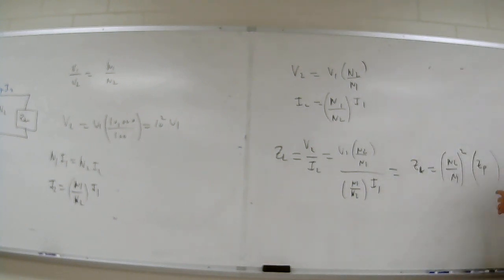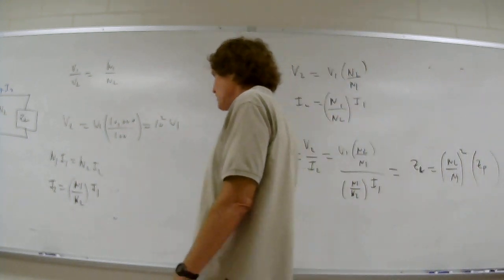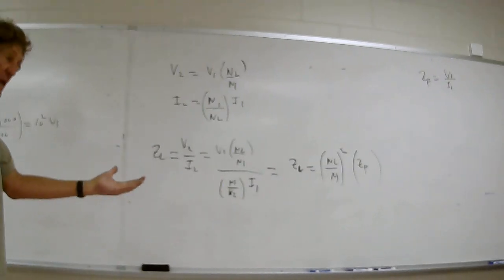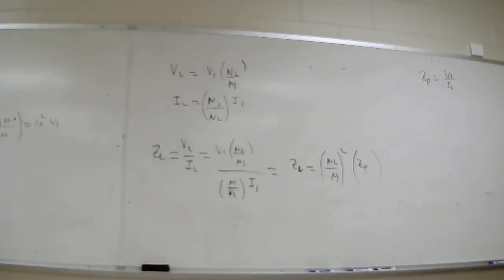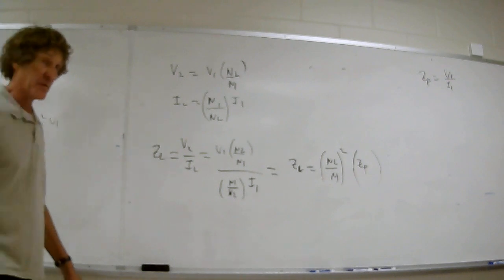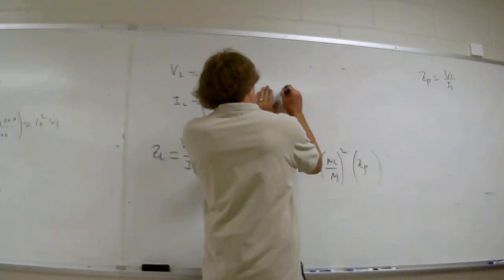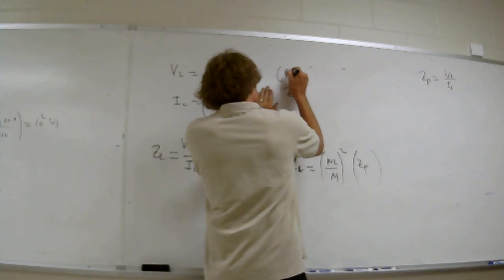Now, just take a look at this for a second. Z primary I'm defining as V1 over I1. Now, here's what it means. If you have a load on the secondary right here, it reflects back and looks at the primary like this. Just listen to me, all right? So I have Z primary, and call this reflected.